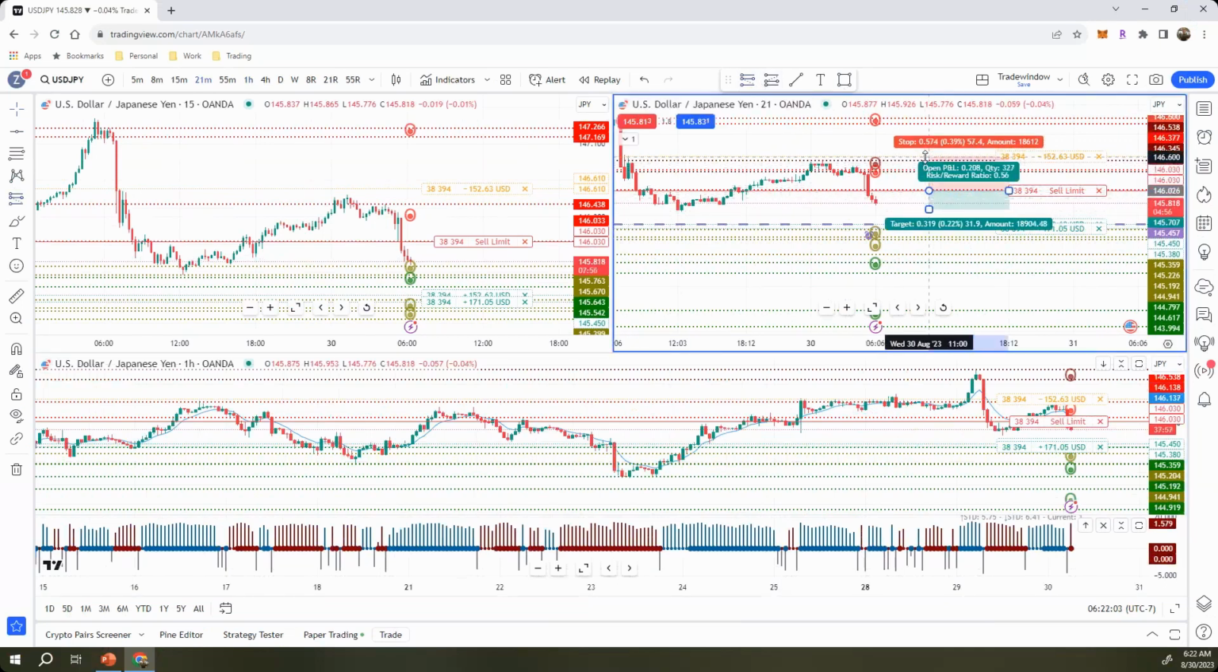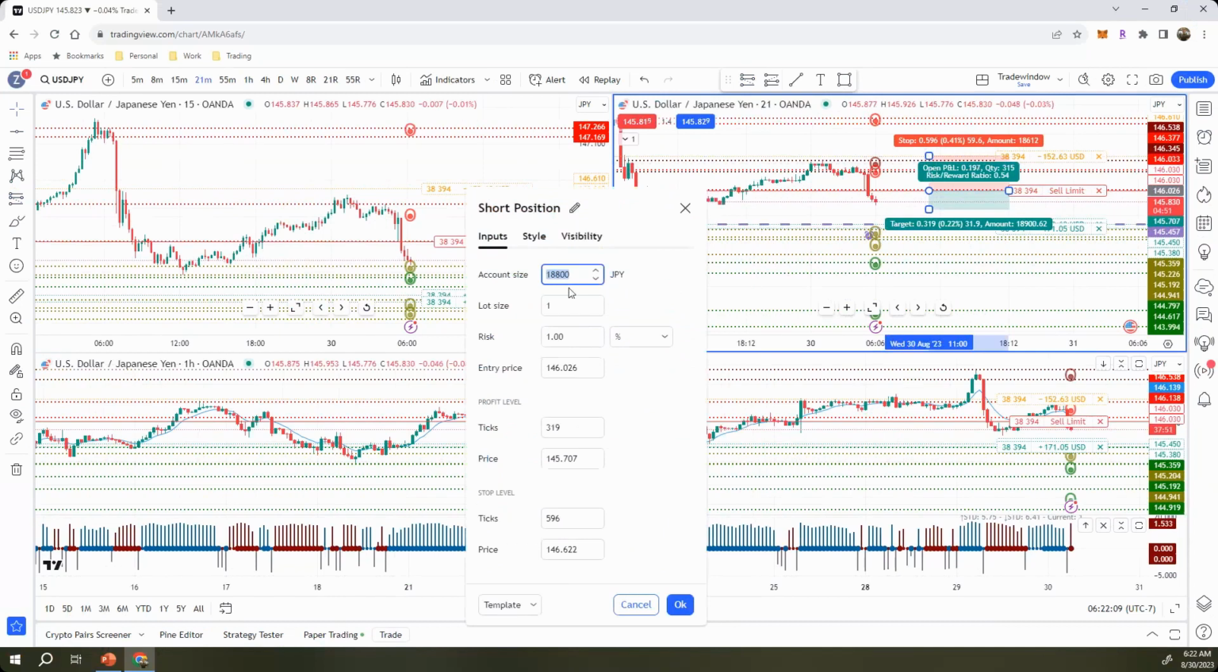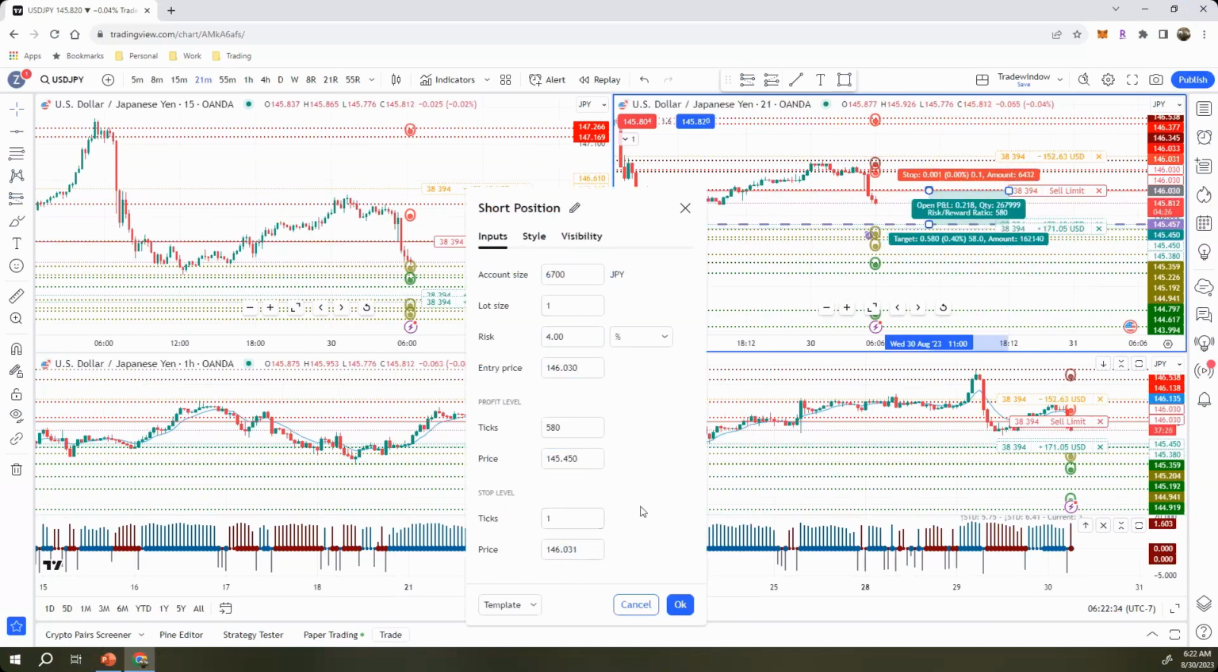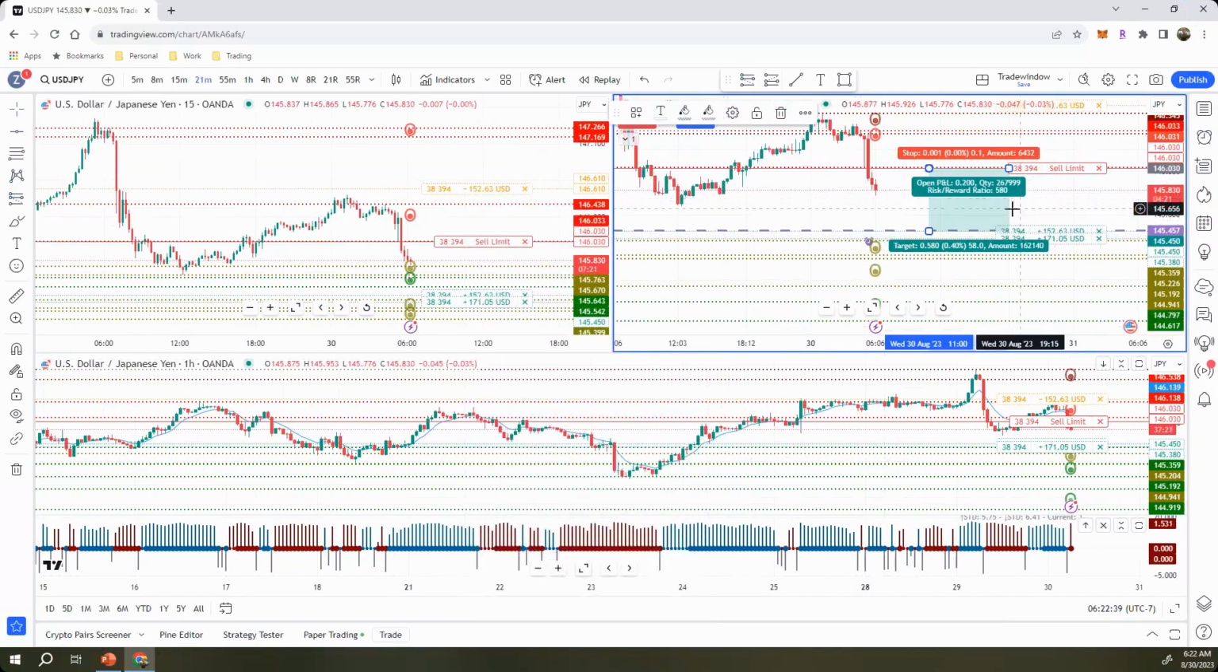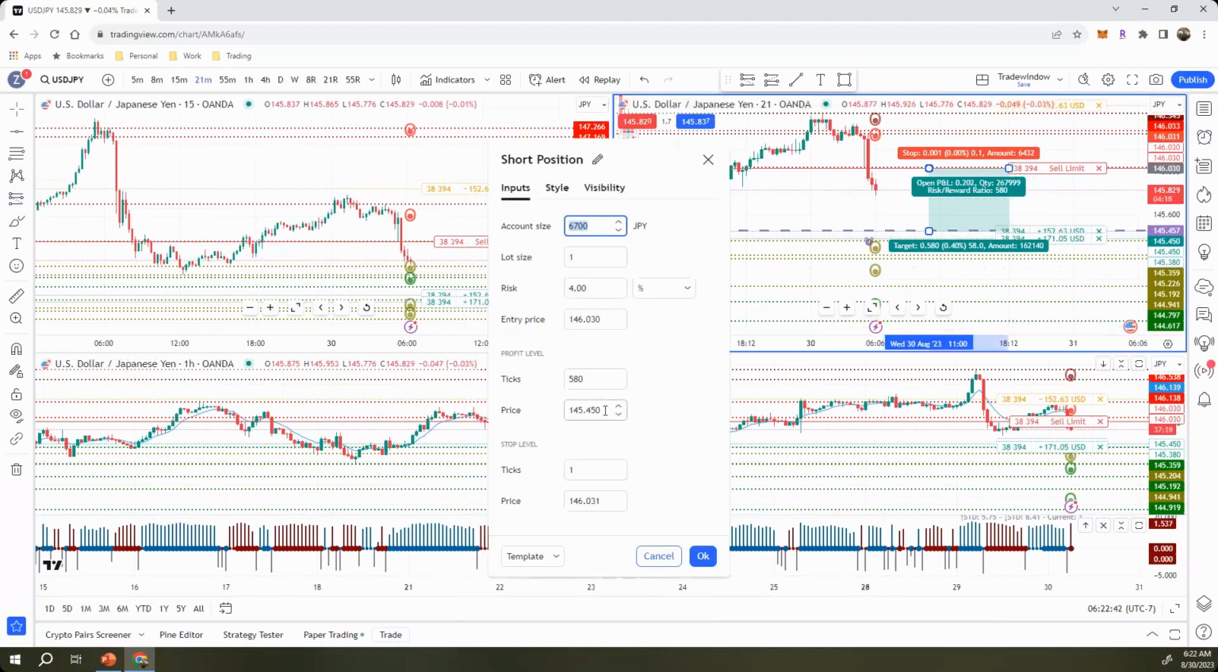All right, so looking at this right here, so at 61, so we have 6,700. We're risking 4% technically on this trade, so 146.030 is the entry. Our profit level is at 145.45, and our stop is at 146.030. All right, that's kind of what this trade is looking like, except something went wrong.